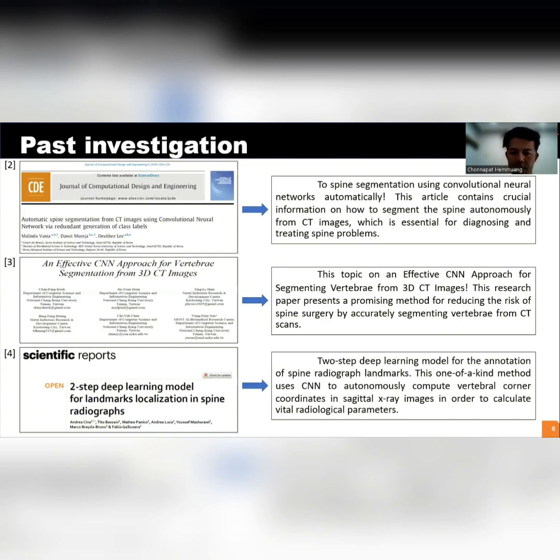And the last person used a deep learning model with two steps for annotating radiographs of the spine. This is one method used to figure out the coordinates of the corners of the vertebrae in sagittal X-ray pictures so that the important radiological parameters can be calculated.